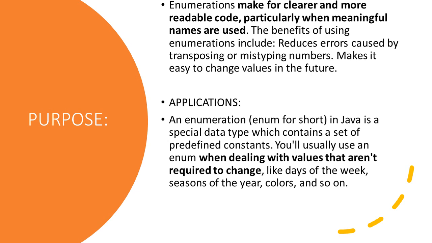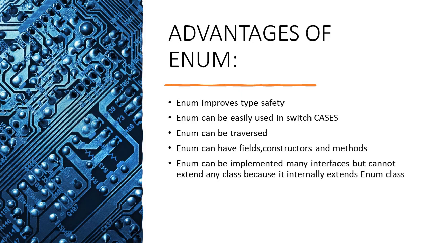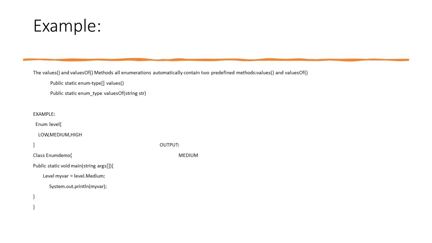For example, constant values we use in our daily applications, like week, months, years, or directions, cannot be changed. The advantages of enumerators are that they are type safe and easily used in switch cases. Enum can be traversed. Enum can have fields, constructors and methods. Enum can implement many interfaces but cannot extend any class because it internally extends the Enum class.